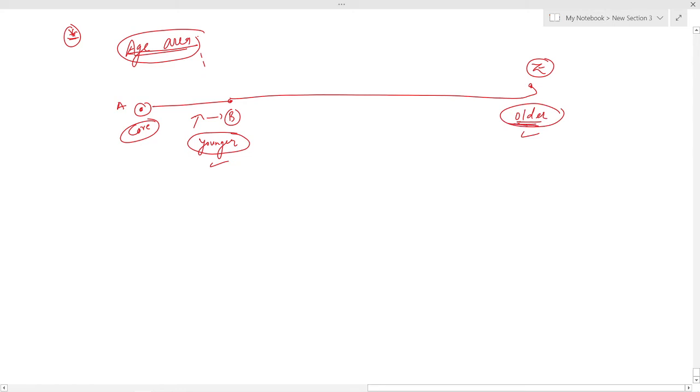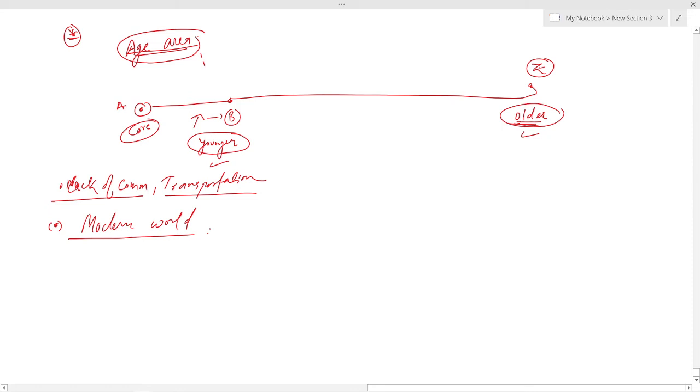But that was relevant at a time when there was a lack of communication and transportation. Today that situation is not there. If anything happens, within a week it trends over the internet and people are doing the same thing. So basically this concept of age area does not hold significance in the modern world. Now, these were some of the criticisms of Clark Wissler's theory.